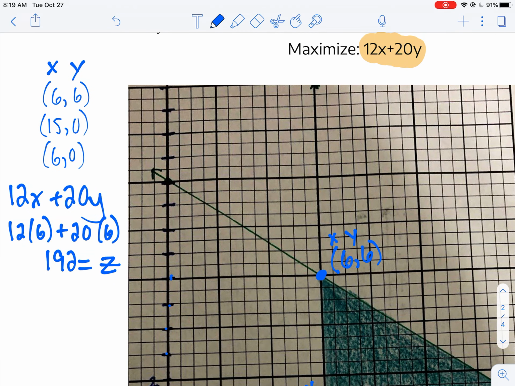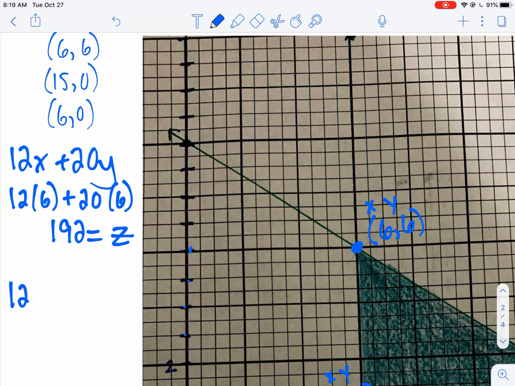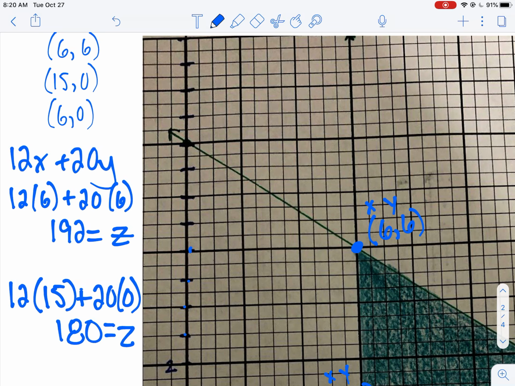Next, I'm going to plug in my next set of values. My next set of coordinates is 15, 0. So for x, I'm going to plug in 15, and for y, I'm going to plug in 0. Then 15 times 12 would be 180. Again, I can call that z.